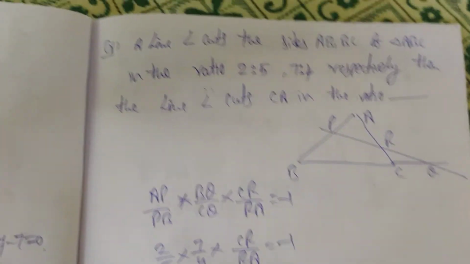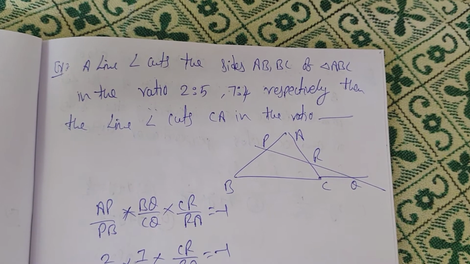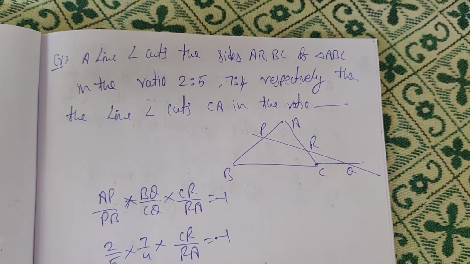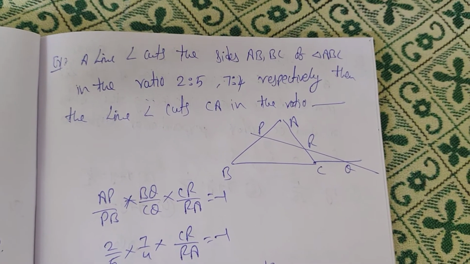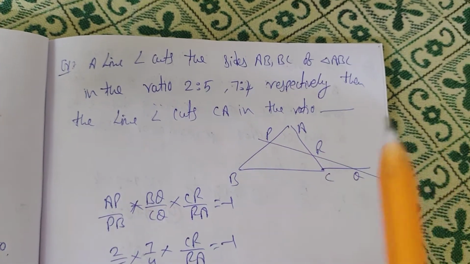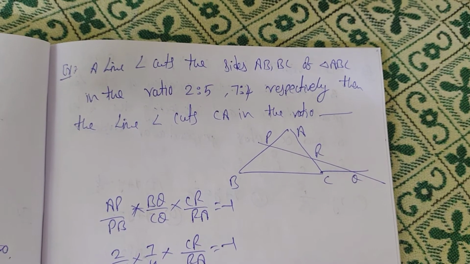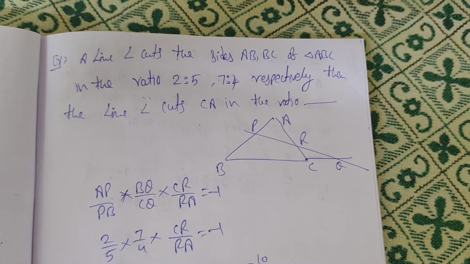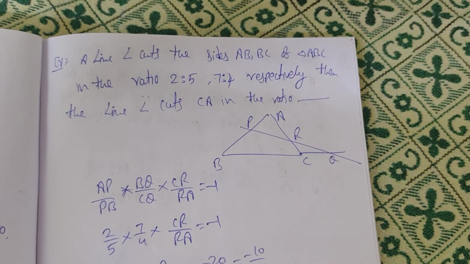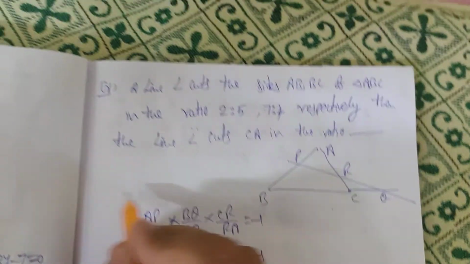Next question is, a line L cuts sides AB and BC of triangle ABC in the ratio 2:5 and 7:4 respectively, then the line L cuts CA in the ratio? That means the same line cuts the sides of triangle ABC, they gave two ratios, and he is asking to find the third ratio. If you observe this problem, you should remember Menelaus's theorem. So go for triangle ABC according to Menelaus's theorem.